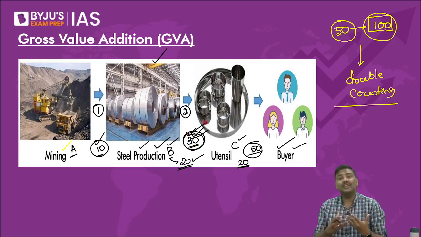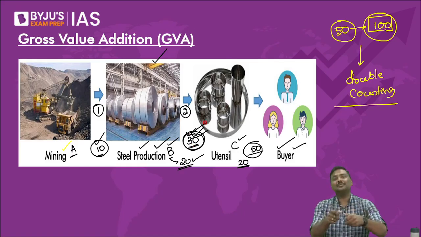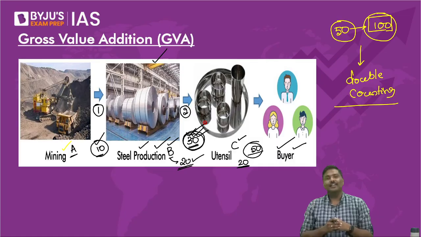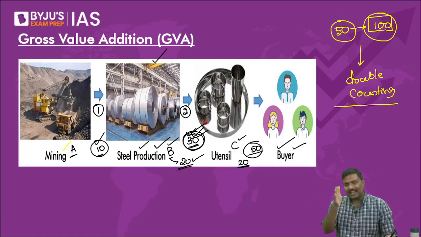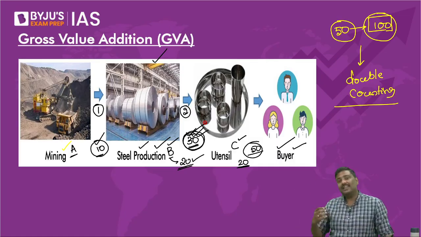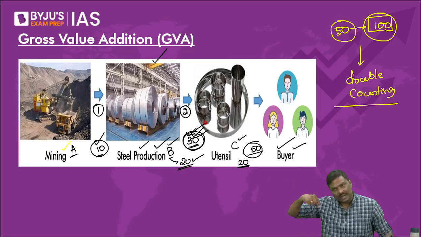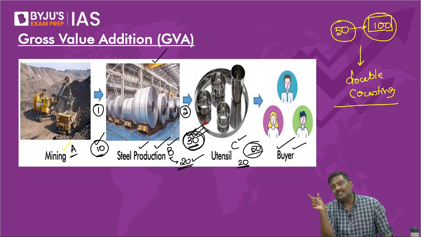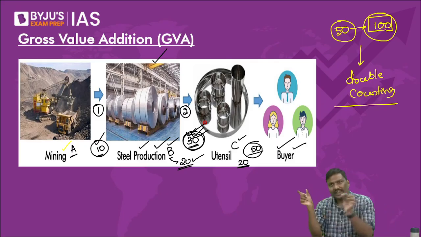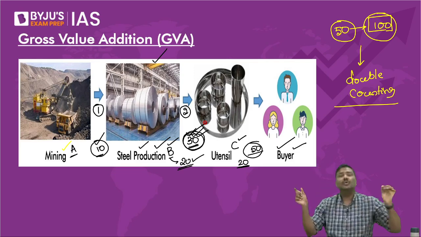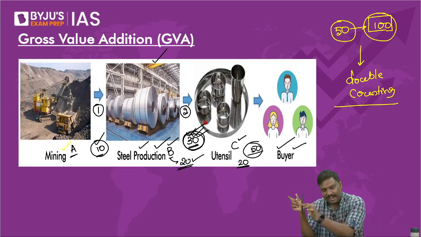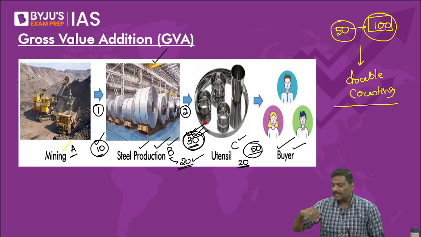So what will I do? I will introduce the concept of value addition, so that at each and every step, rather than taking the prices at which these are being sold to calculate GDP, we will adjust for whatever inputs and raw material they have purchased, so that there is no double counting.